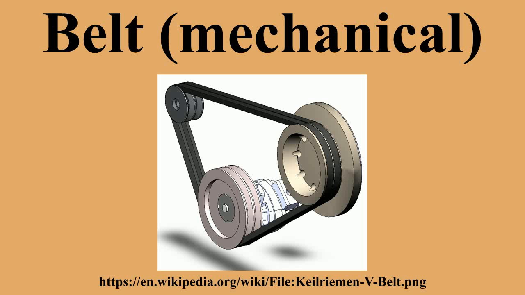Specifications. To fully specify a belt, the material, length, and cross-section size and shape are required. Timing belts, in addition, are required to have the size of the teeth given.